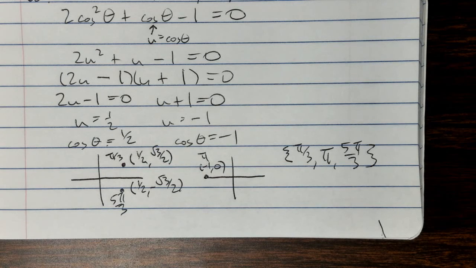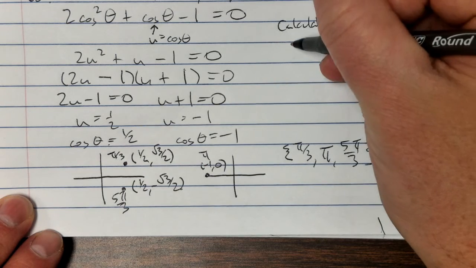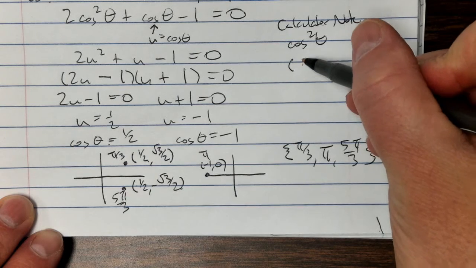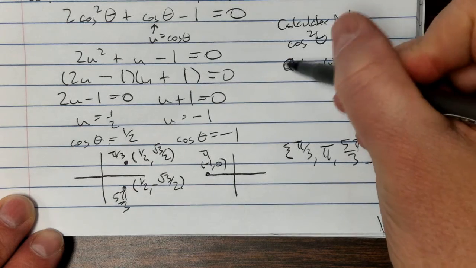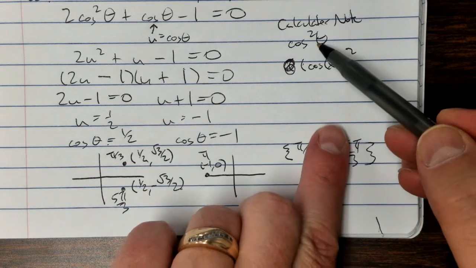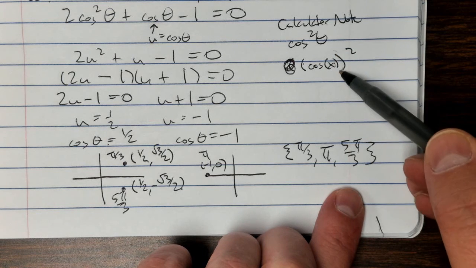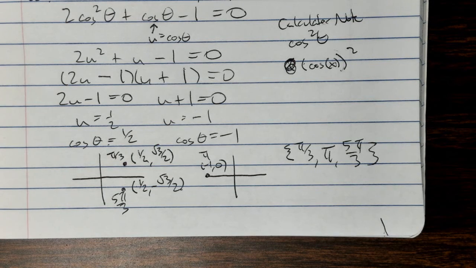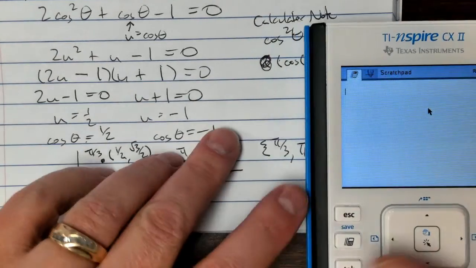One other quick calculator note: when you have cosine squared theta, what you're going to have to do in the calculator is have some extra parentheses. Cosine squared theta needs to be cosine x and then close an extra parentheses and then do squared, so that it would look like this if you were trying to figure these out through the calculator.